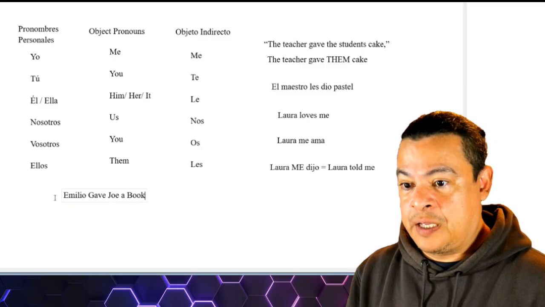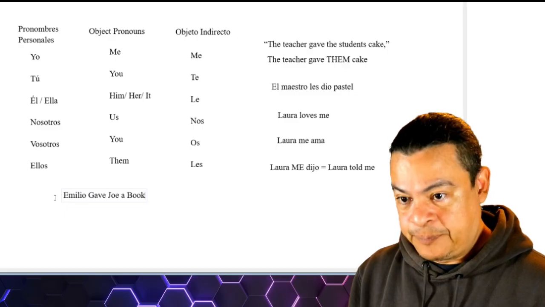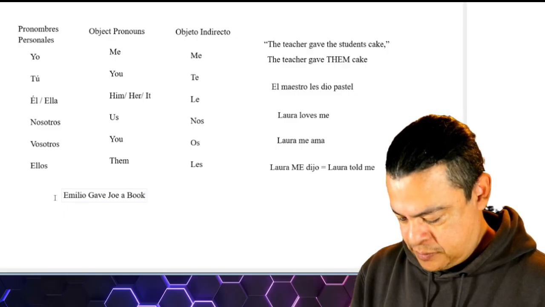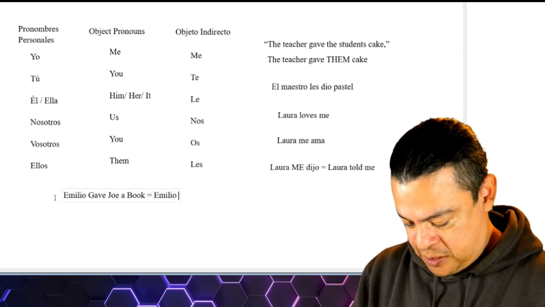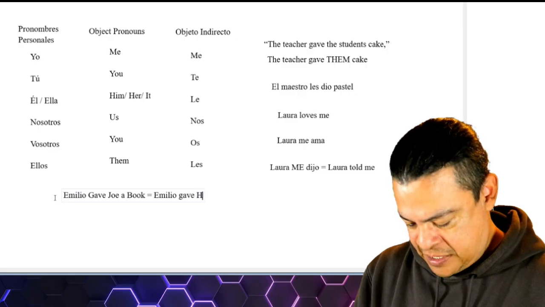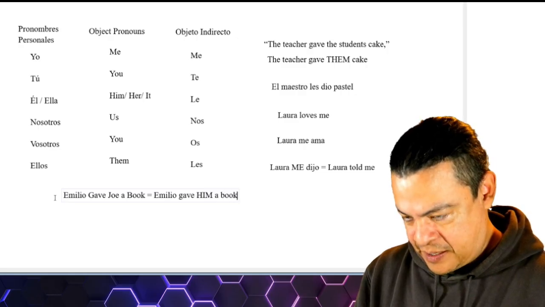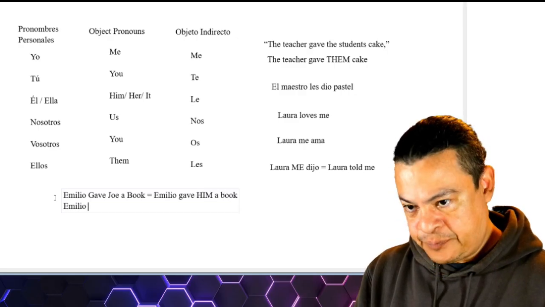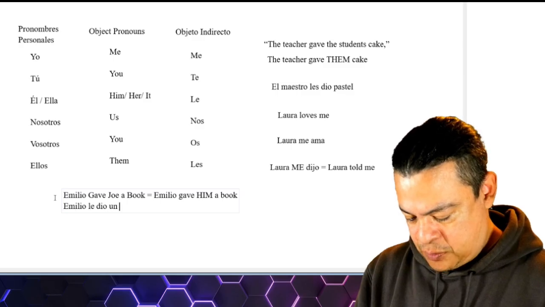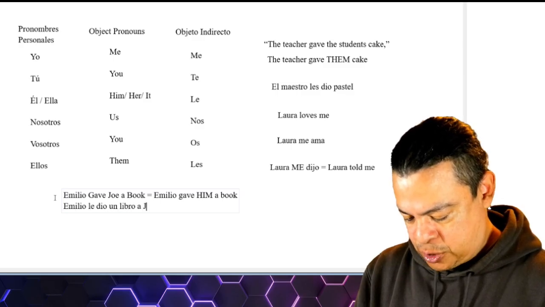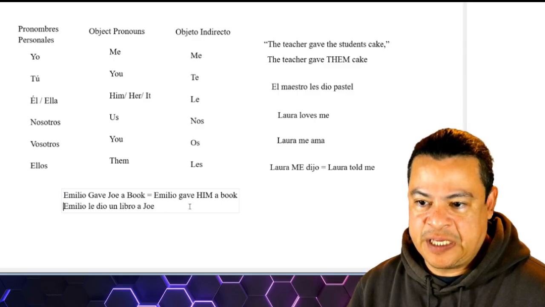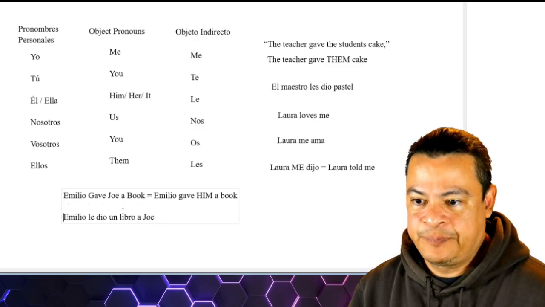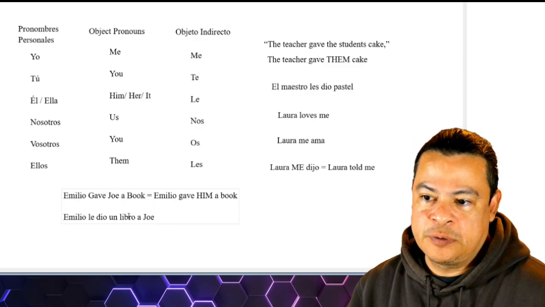Okay. So Emilio gave Joe a book. That would equal Emilio gave him a book. Emilio le dio un libro a Joe. So you see, in Spanish, there's only one way that we can say it. Emilio le dio un libro a Joe.